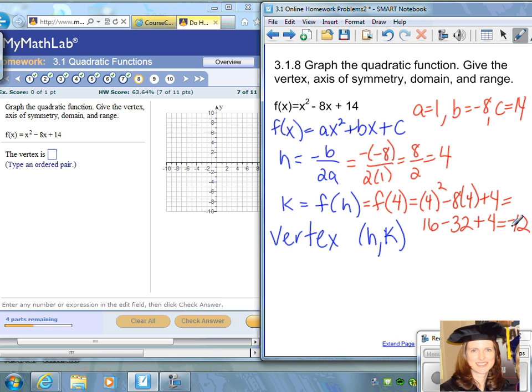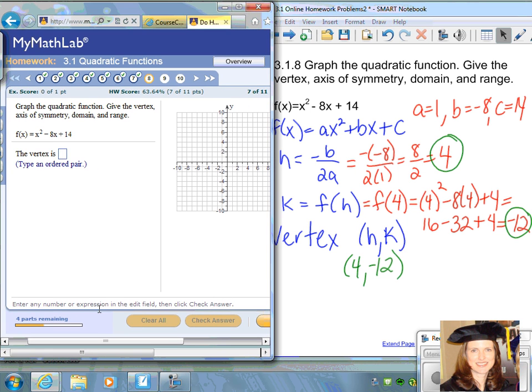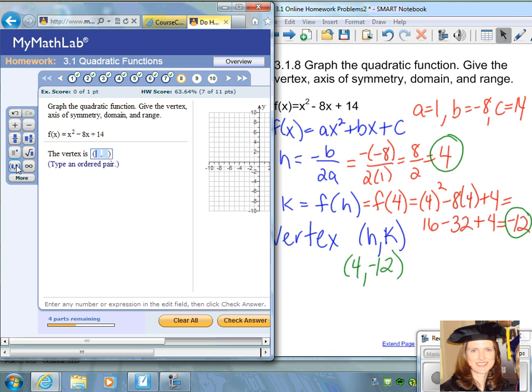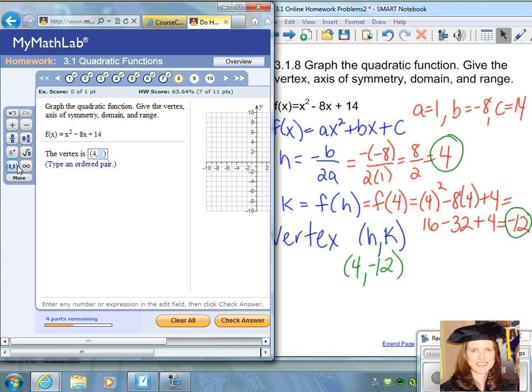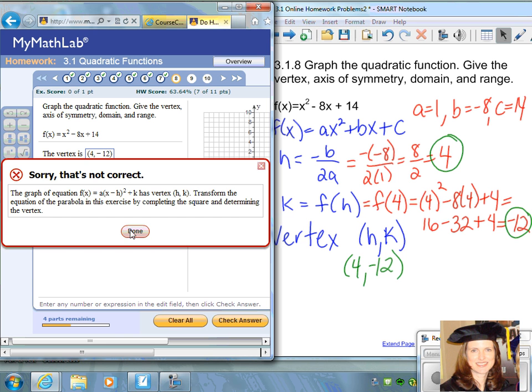That's your k. So your vertex is h, k, where the h we found to be 4, and the k, when you plug 4 into the original, we get negative 12. That's your vertex. Let's check.